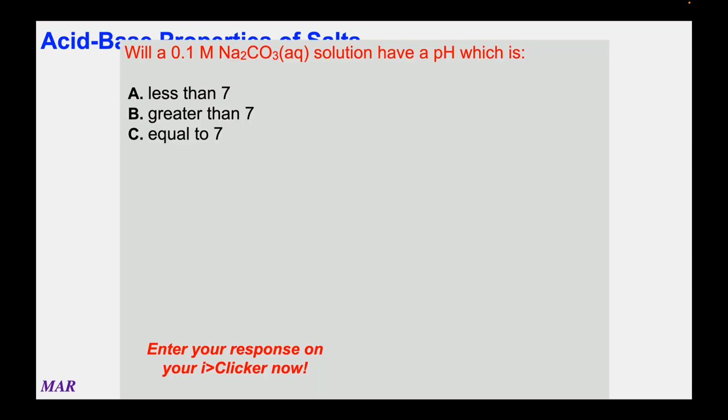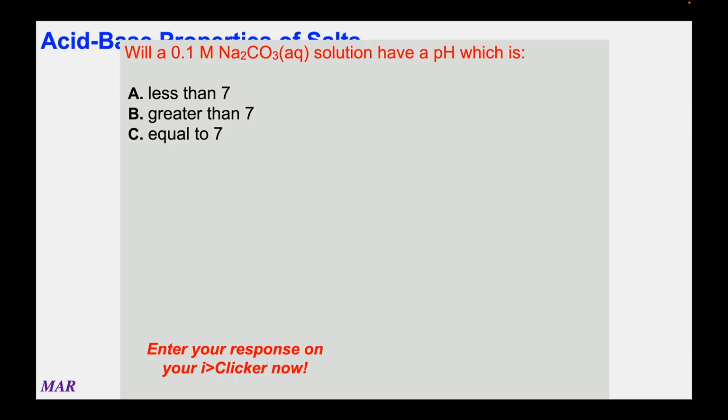So here's a question. Will 0.1 molar sodium carbonate solution have a pH which is less than, greater than, or equal to 7? It's asking us basically if it's acidic, less than 7, basic, greater than 7, or neutral, equal to 7. So to answer a question like this, you have to break sodium carbonate down to the cation and the anion. And sodium, Na+, that's the conjugate of NaOH, a strong base. So the Na+ is not going to affect your pH, no problem.